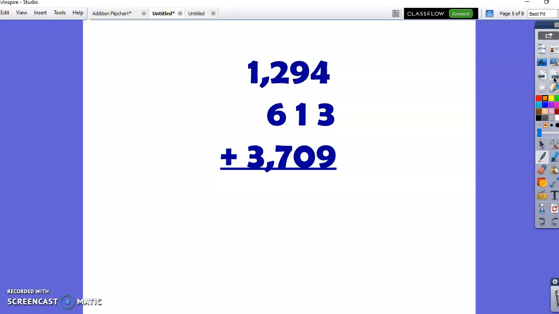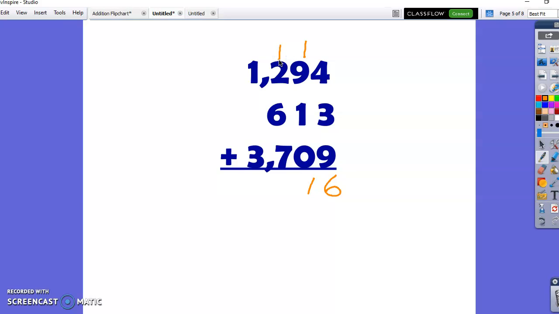So if I start in my ones place, I have 4 plus 3, which is 7, and then 7 plus 9 is 16. So your 6 goes in your ones place, you carry or regroup. Then you begin adding in your tens place. You have 1 plus 9, which is 10, plus 1, which is 11, plus 0, which is still 11. So make sure you put your 1 underneath the tens place. You carry your 1 above.